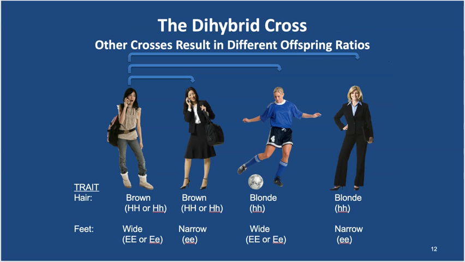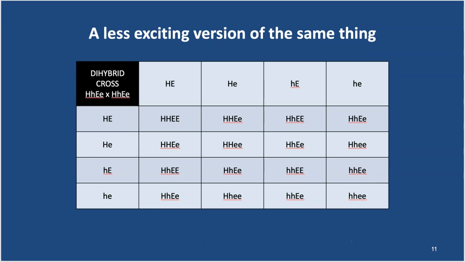All right, so what I just showed you was a cross between two heterozygous individuals. However, you should be able to do this dihybrid cross with other types of crosses. So what I would recommend to you is just try to create a table like this and just type in the different possibilities.